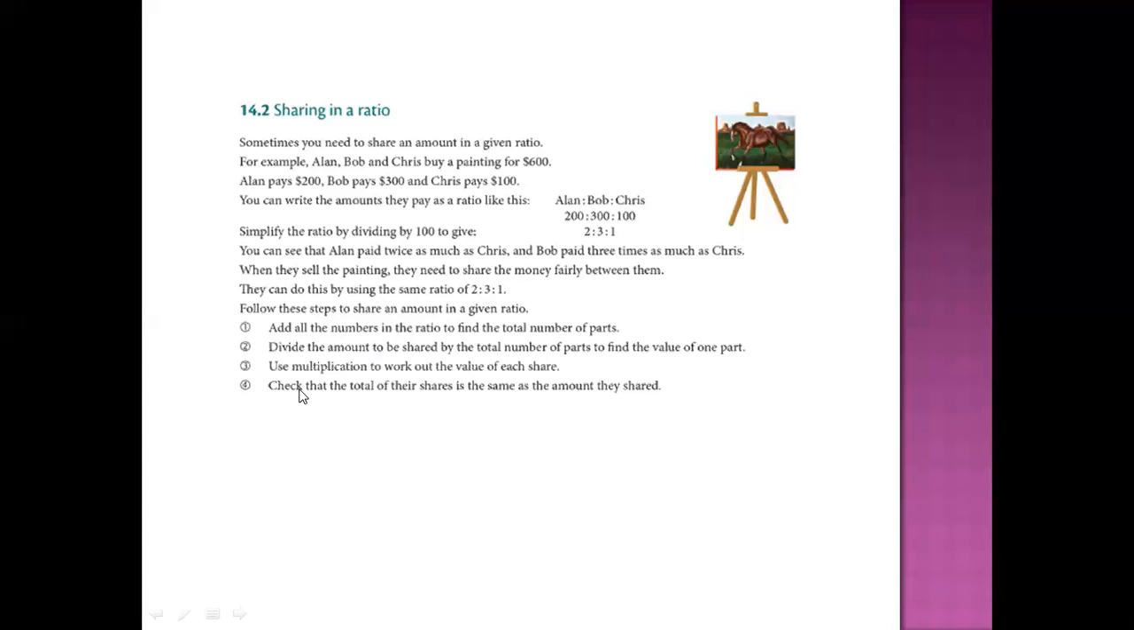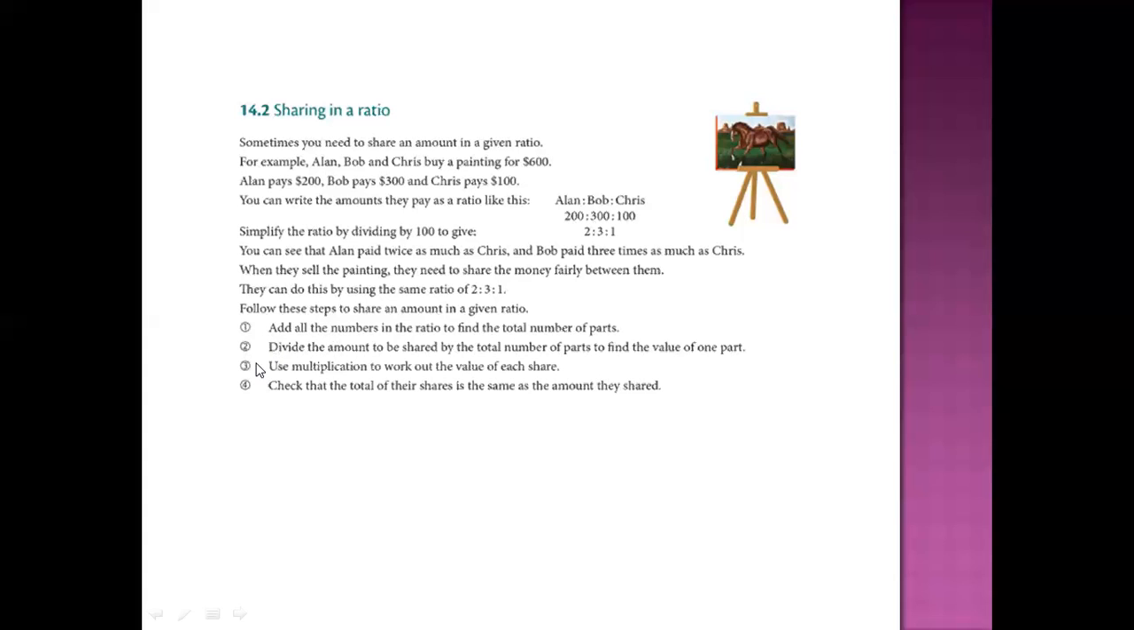So in this lesson, we will learn how to find the answers to these questions. We have 4 steps, okay? Let's read them. Follow these steps to share an amount in a given ratio. First, add all the numbers in the ratio to find the total number of parts: 200, 300, 100, or 2 plus 3 plus 1.